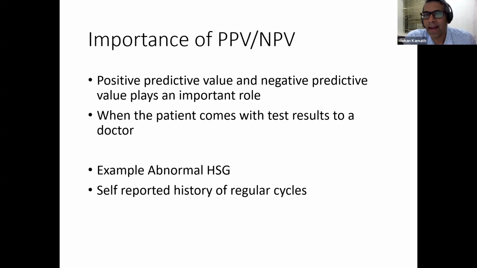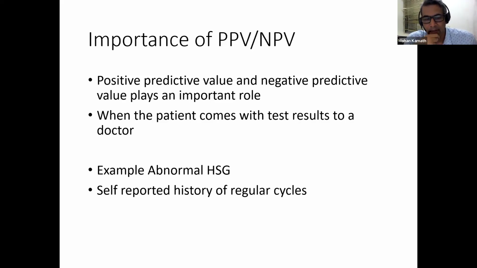But if, let's say, the PPV was 99% for an HSG showing bilateral block, I would not go for a laparoscopy. Because there's an abnormal HSG, it is 99 out of 100 telling you the truth. So why should I subject somebody to a laparoscopy?